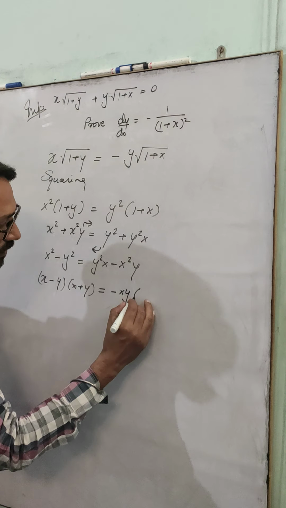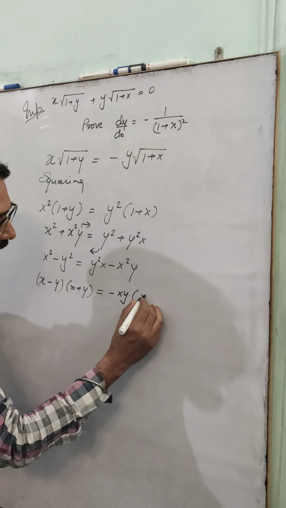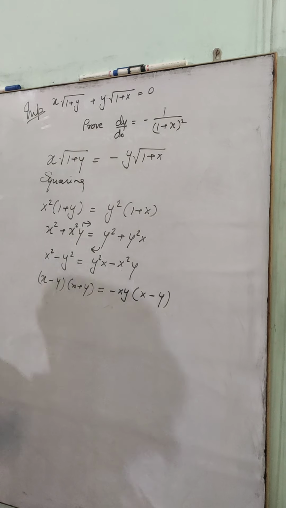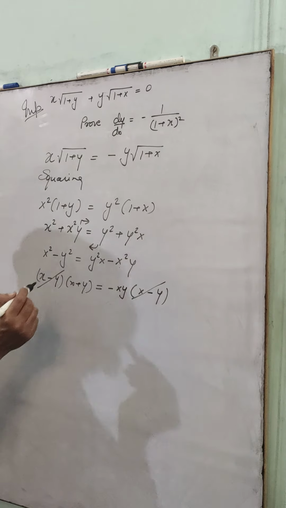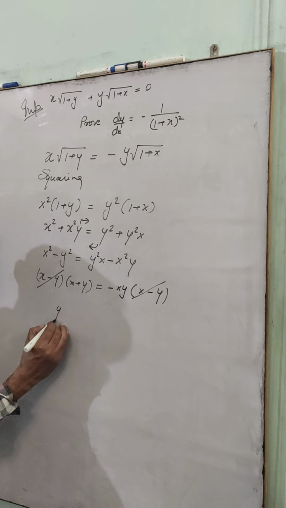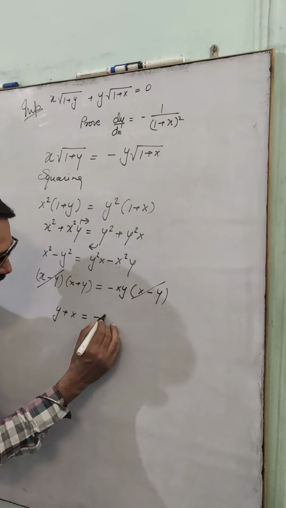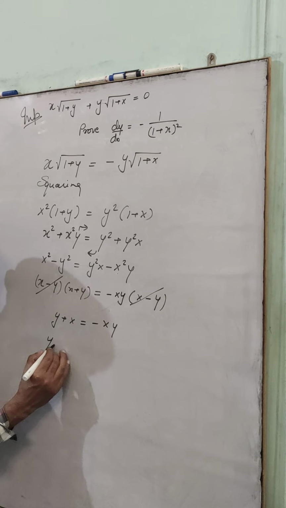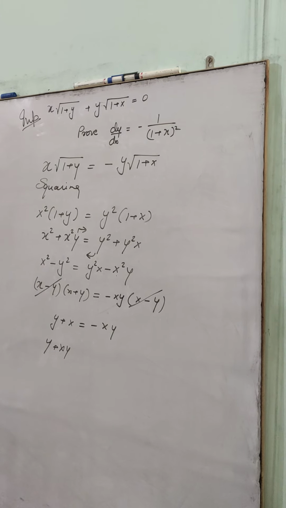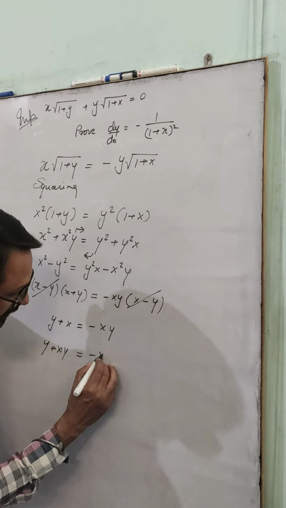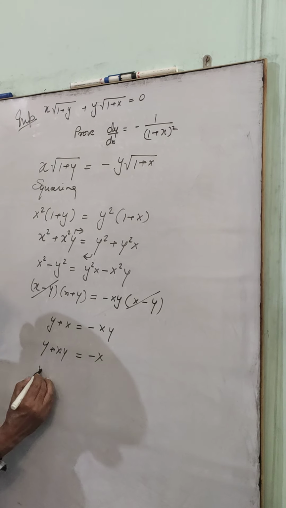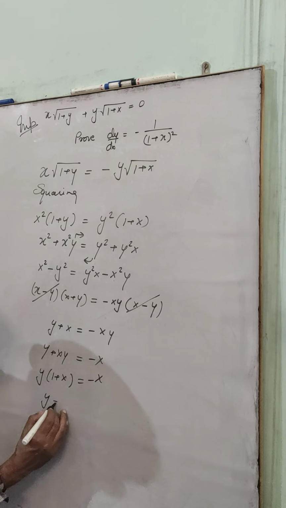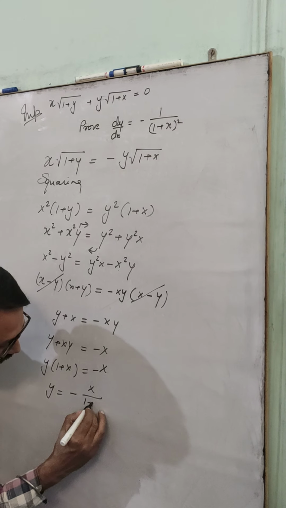When I take minus xy common, it becomes x minus y. Otherwise, in the next step we would need to take the minus sign common, so in the first step itself I have done the same. Now I can write y plus x equals minus xy. I am taking y terms on one side and other terms on the other side. So y plus xy, you need to notice this point, equals minus x. Taking y common, y(1 plus x) equals minus x. So y equals minus x upon 1 plus x.